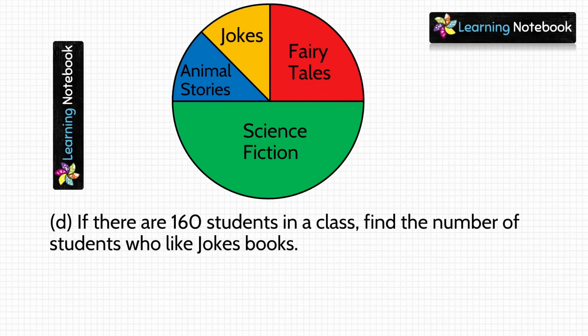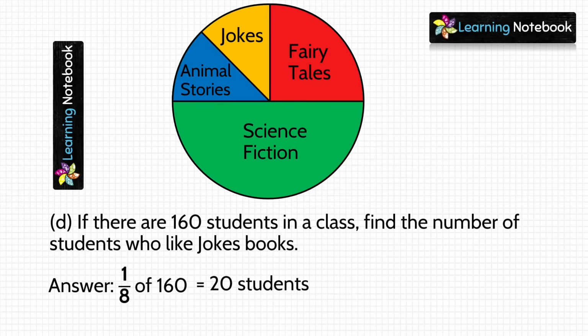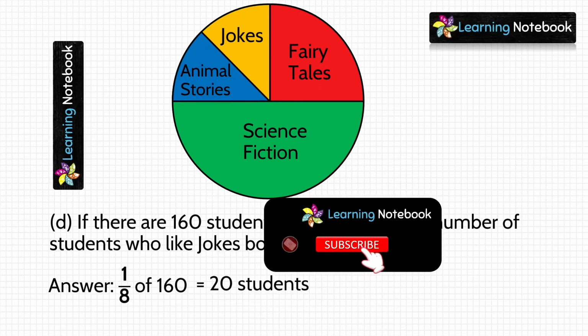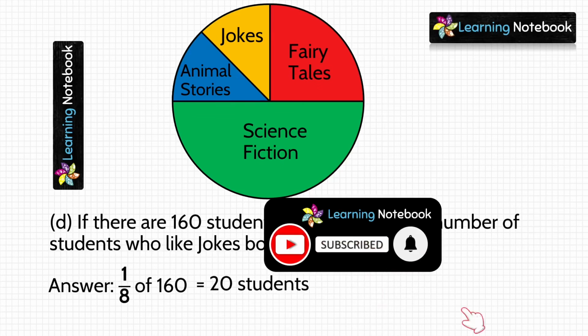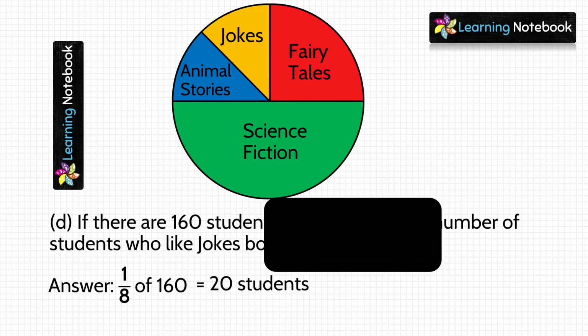And the last question is, if there are 160 students in a class, find the number of students who like jokes books. Since jokes books are represented by 1/8 of the circle, so to find number of students, we will do 1/8 of 160, which is equals to 20. So this means 20 students out of 160 students like jokes books.